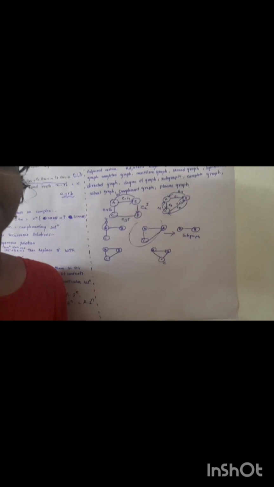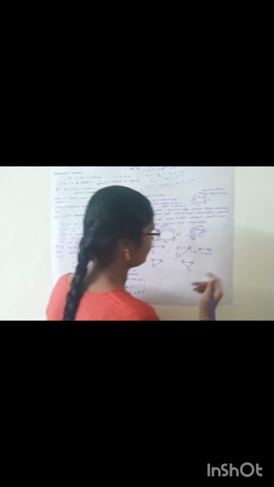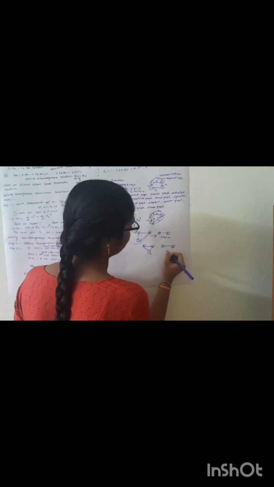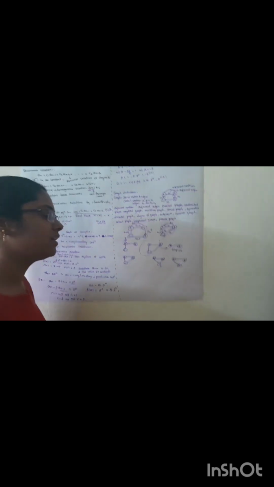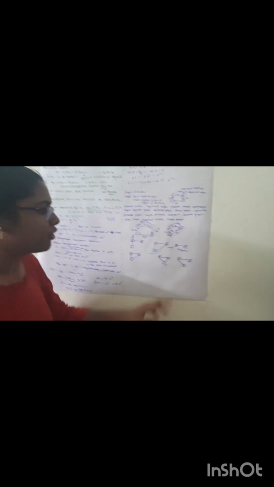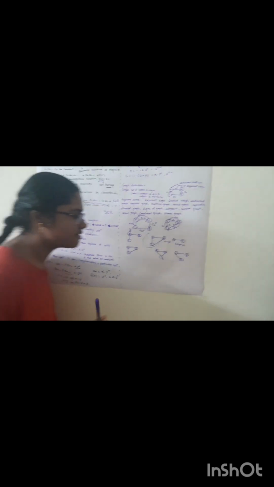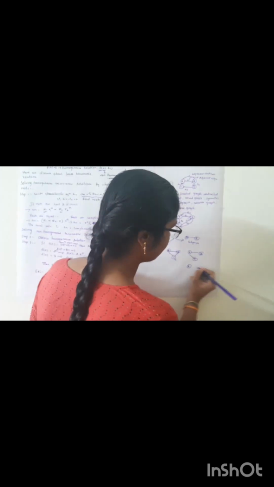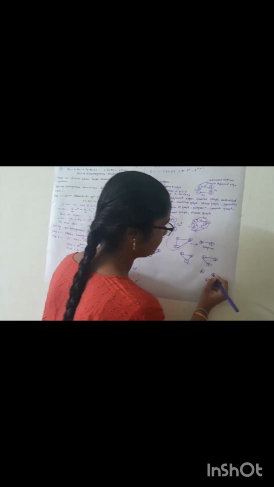Complement graph. A complement graph is nothing but drawing edges which are not found in the existing graph. Suppose consider a graph like this, then the complement graph might look like this. So this is the complement graph.